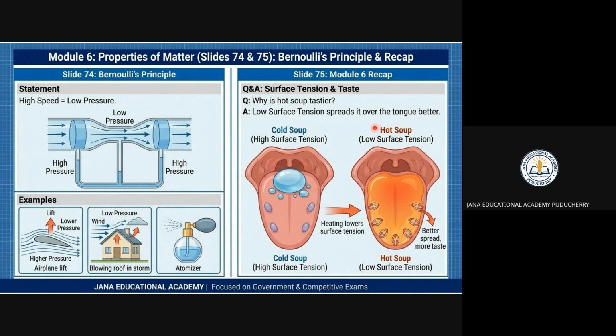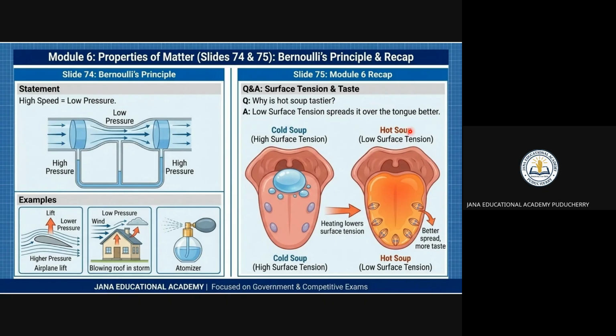Now come to the important one, that is surface tension. It is very interesting. Why is hot soup tastier? Water is not tastier when you drink it, but hot soup is tastier. It is because low surface tension spreads over the tank better. Cold soup has high surface tension, so it does not spread in the entire tank.